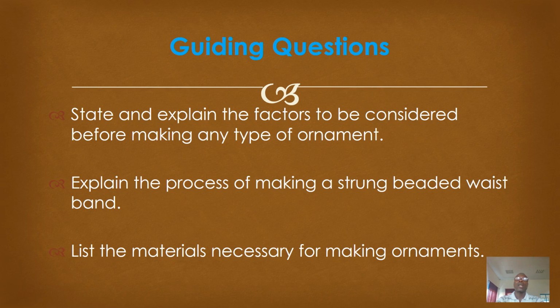Now at this stage, allow me to give you some guiding questions that will help you to answer and also practically see what we are trying to explain if you do research. Question number 1. State and explain the factors to be considered before making any type of ornament. Question number 2. Explain the process of making a strung beaded waistband. Question number 3. List the materials necessary for making an ornament.